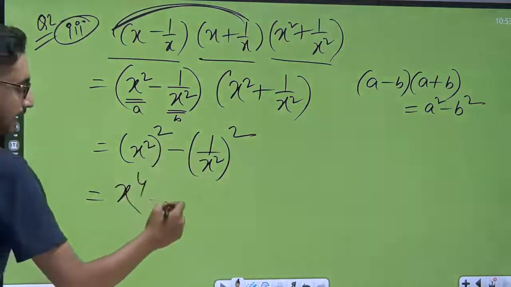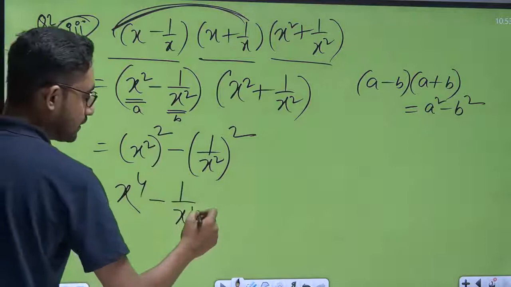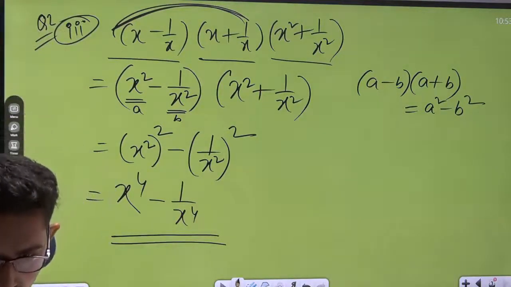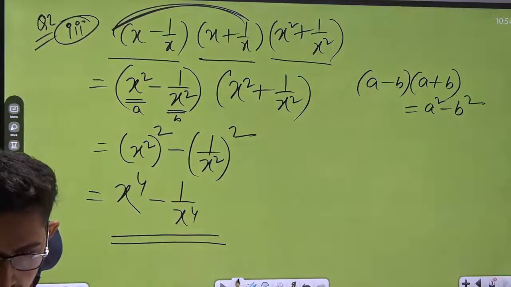So we can write down here x square whole raised to the power 2, because x square minus 1 upon x square, whole square. So the answer will be x to the power 4 minus 1 upon x to the power 4, and that is your 100% correct answer.